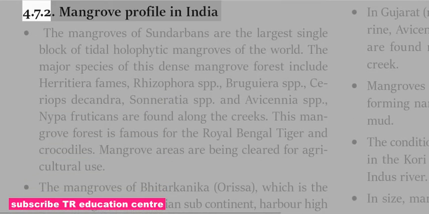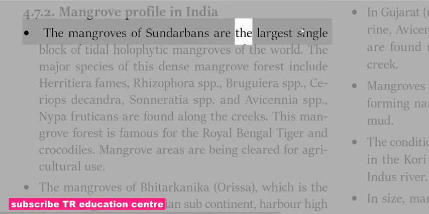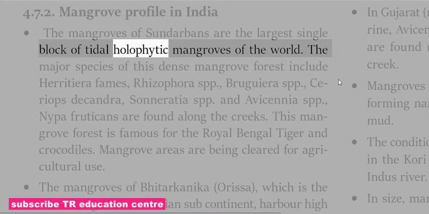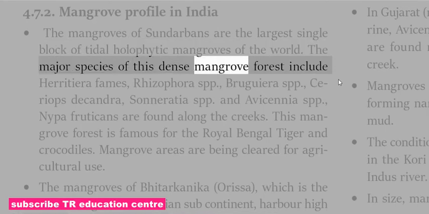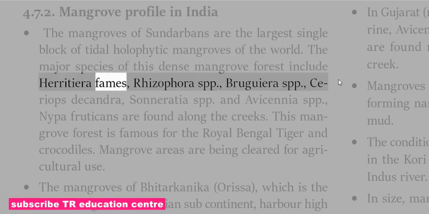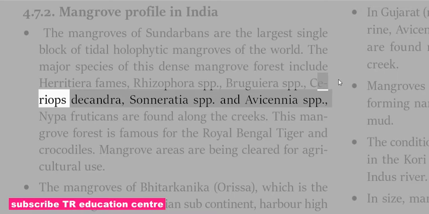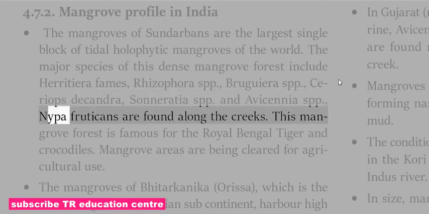Mangrove profile in India. The mangroves of Sundarbans are the largest single block of tidal halophytic mangroves of the world. The major species of this dense mangrove forest include Heritiera fomes, Rhizophora spp, Bruguiera spp, Ceriops decandra, Sonneratia spp and Avicennia spp. Nypa fruticans are found along the creeks.